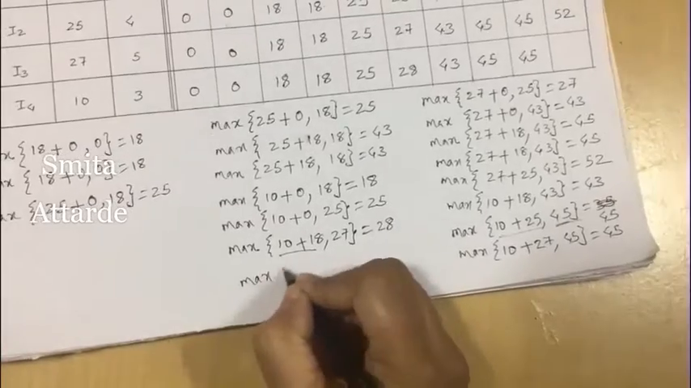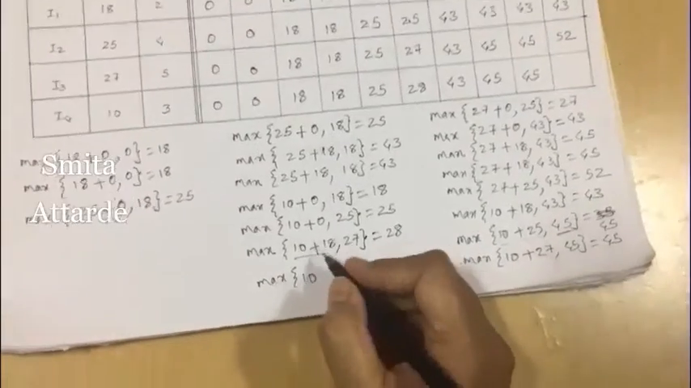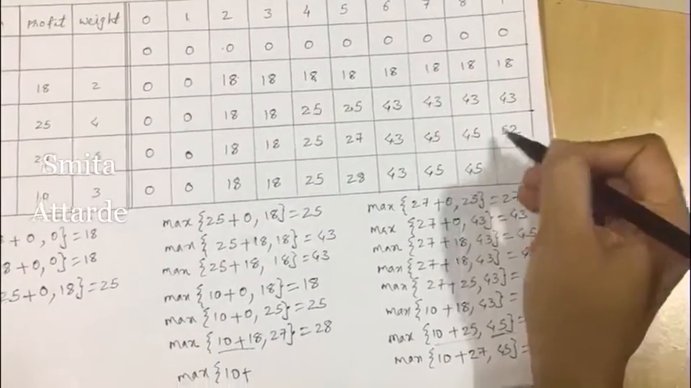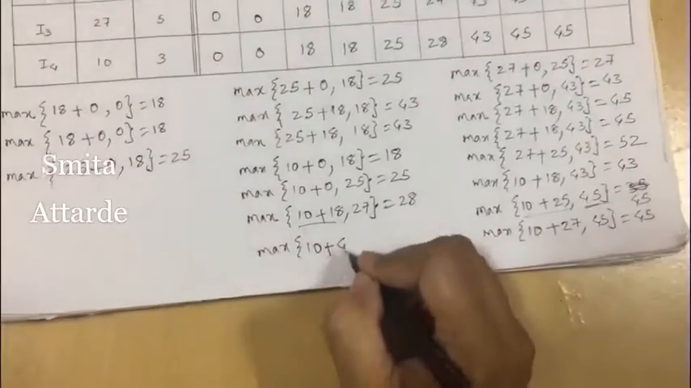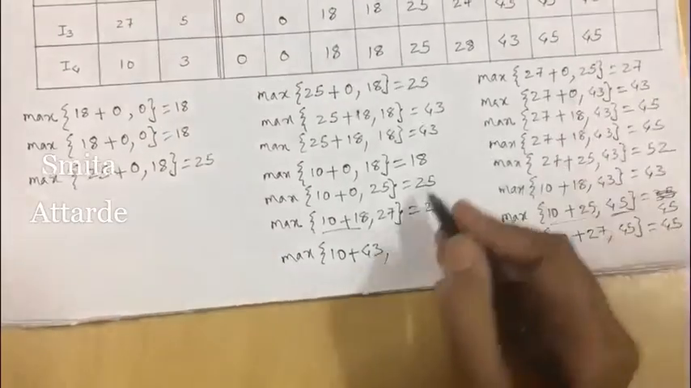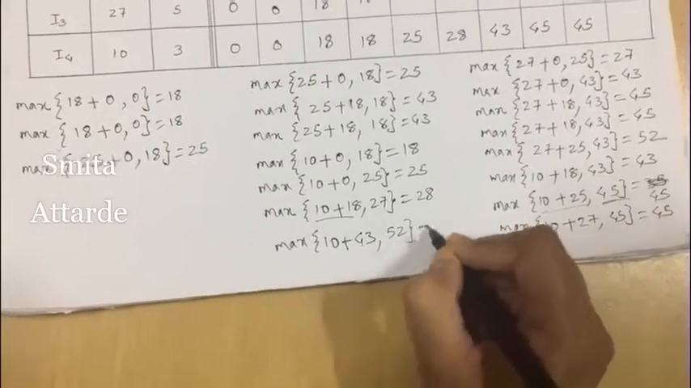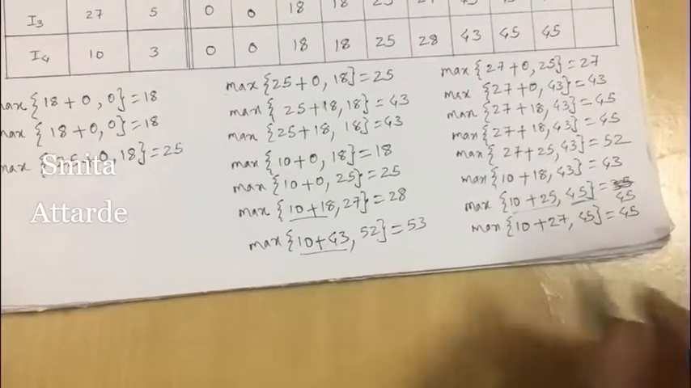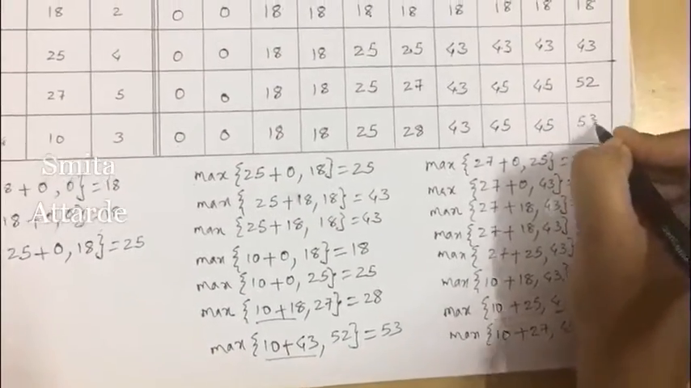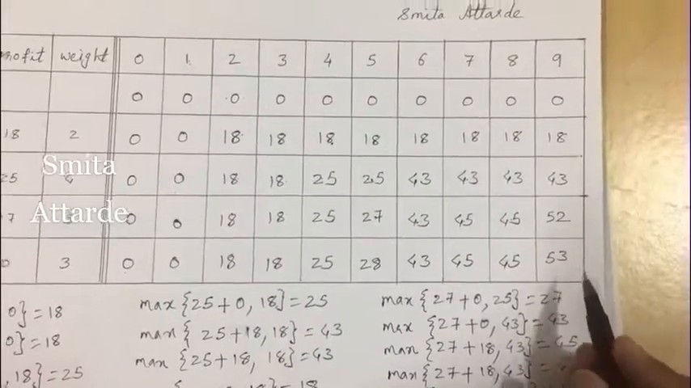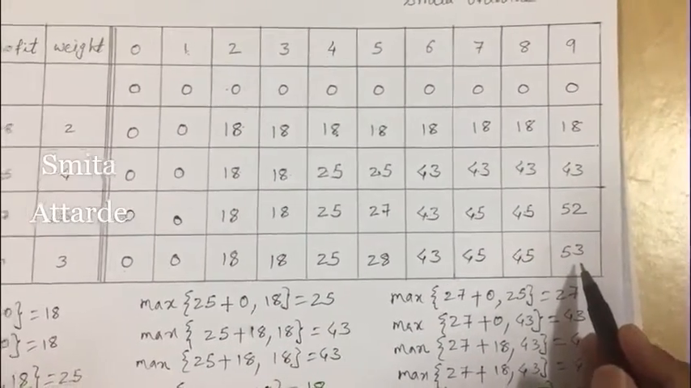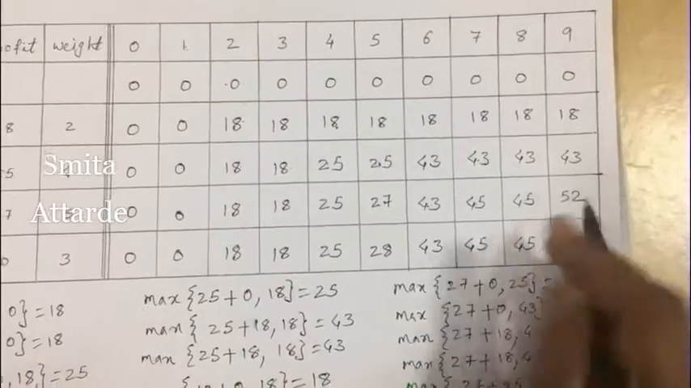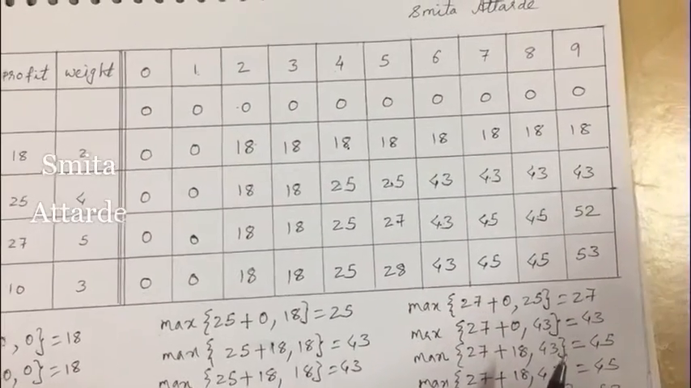Now the last value, again I'll use the formula. Max profit of this item is 10 plus, now one row above and 3 steps behind: 1, 2, 3. So 43 and the above value is 52. So maximum of this is 53. This we get 53, this is 52. So here I got 53. Now as you can see here, we have calculated the last value. This is V of NM. So this is the maximum profit which we are getting.